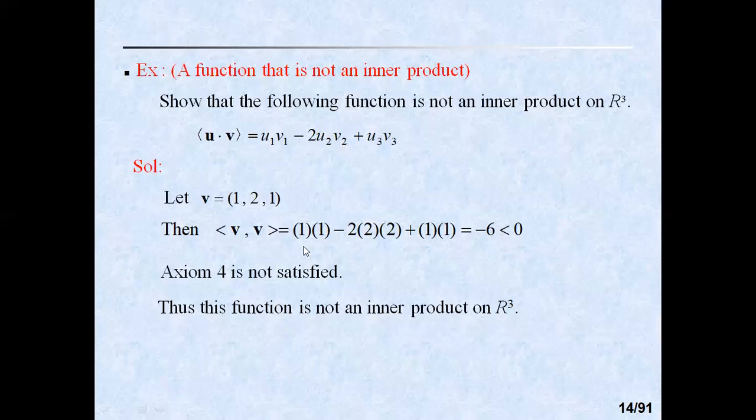Negative value length of the 30 means the dot product, the inner product of V, V, is a negative value. That must always be greater than or equal to 0, but here we are getting a negative value. Axiom 4 is not satisfied. Thus, this function is not an inner product on R cube.